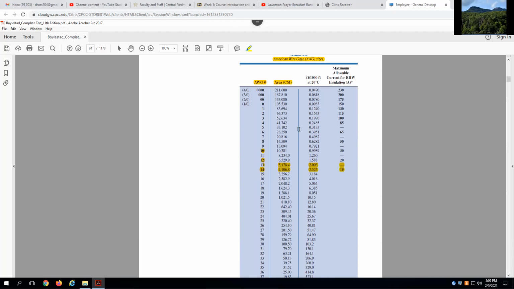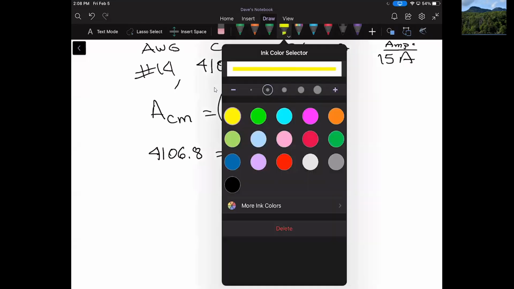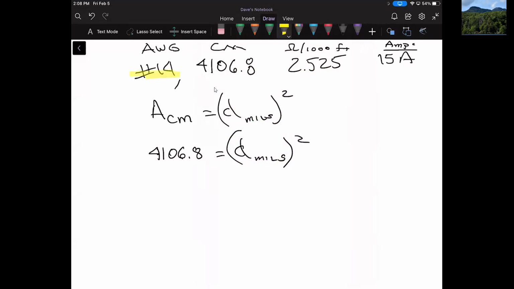So let me switch over here. Here's all that information from the wire that we were looking at earlier, this number 14. The circular mills were given as 4106.8. The ohms per thousand feet is this, and it was designed to carry 15 amps at 20 degrees C. I can make a determination from this information as to the diameter of the wire. Maybe I need to know that for a particular reason.